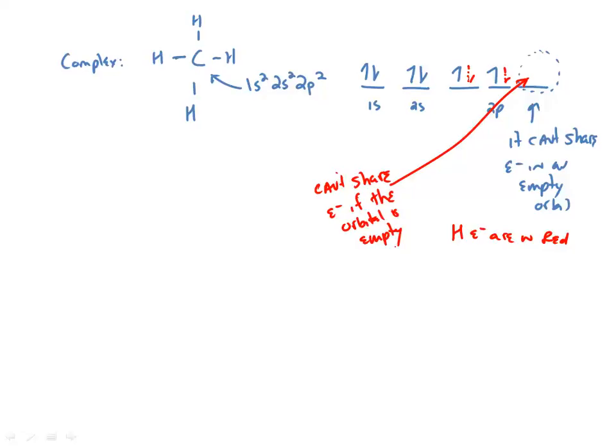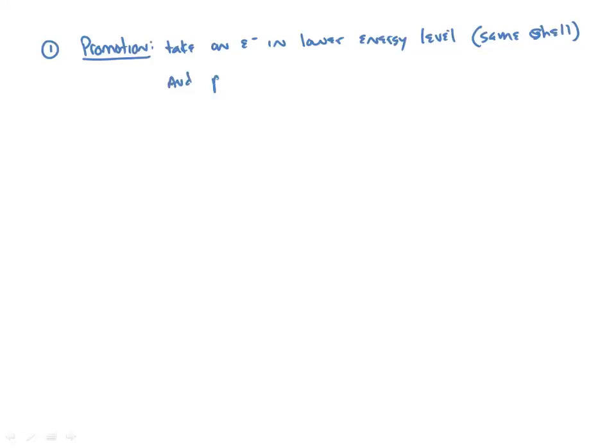And so what that really means is that valence bond theory starts to break down until we have to add two additions. And the first addition that we're going to add to it is the concept of promotion. The idea is that we take an electron in a lower energy level, but it's still in the same shell, meaning we can't violate it too much, and place it in a higher energy level orbital.